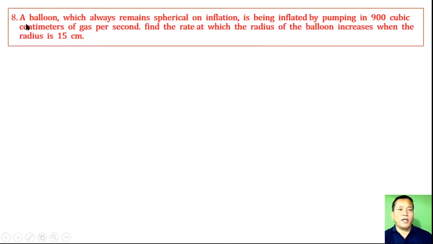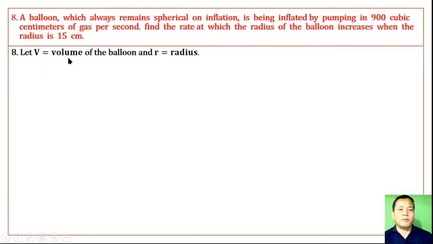Question number 8. A balloon which always remains spherical on inflation is being inflated by pumping in 900 cubic centimeters of gas per second. Find the rate at which the radius of the balloon increases when the radius is 15 cm.